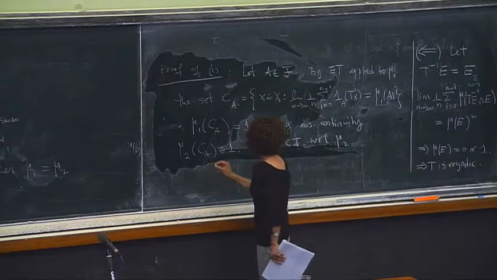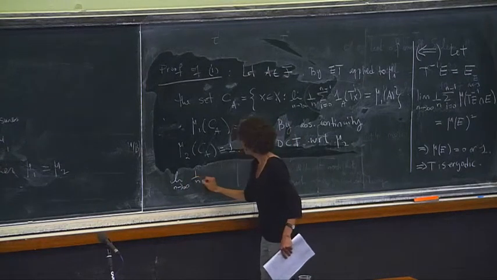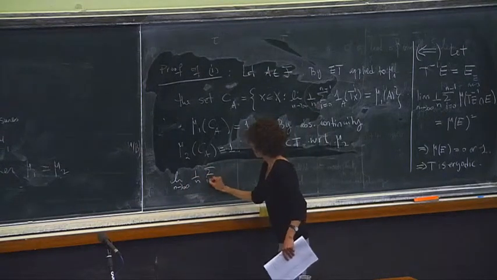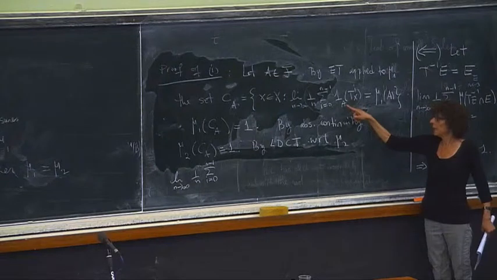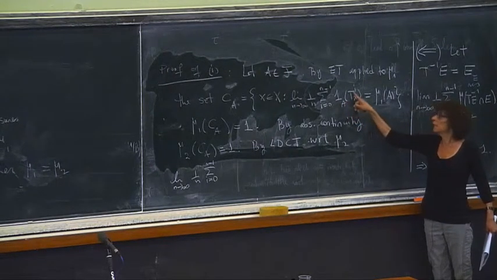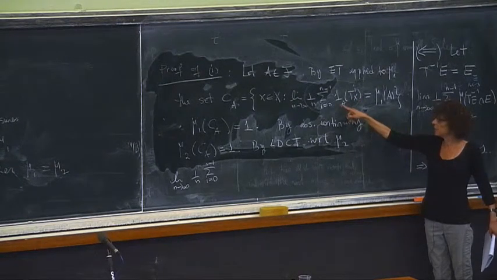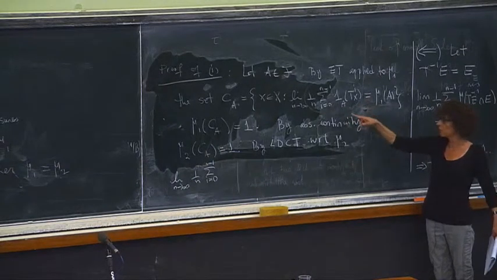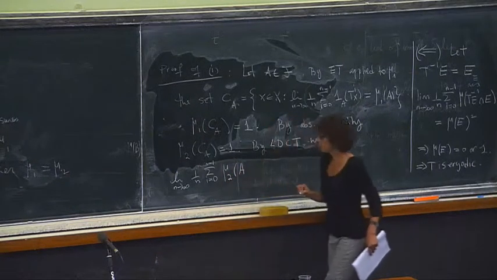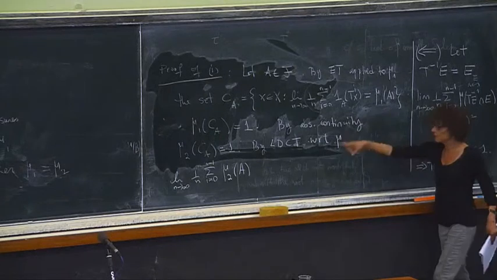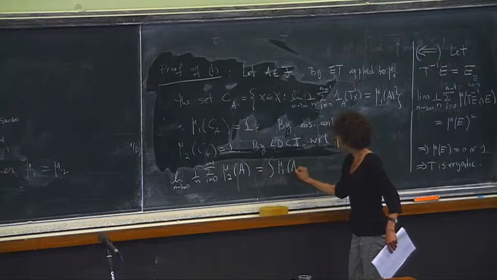So if I integrate this, bringing the limit inside, you end up with the limit as n goes to infinity of 1 over n, sum for i from 0 to n minus 1, of the measure of T minus i A. Because of measure preserving, it's the same as the measure of A, under mu2. So the left side after integration and using measure preserving is simply this. And this is equal to the integral of the right side with respect to mu2.